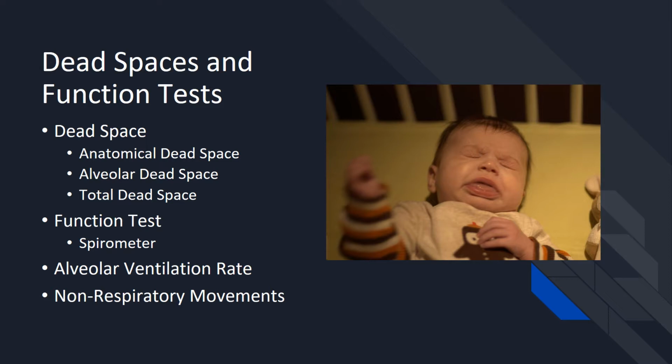Alveolar ventilation rate is how much air can be moved out in a certain amount of time. And that is found with the respiratory rate times the tidal volume minus the dead space. Non-respiratory movements are coughing, sneezing, hiccups, and yawns.